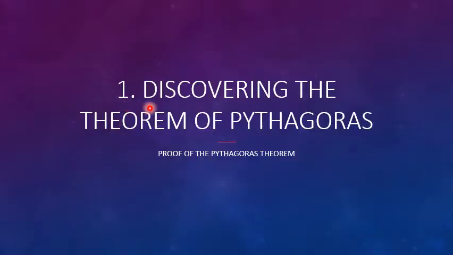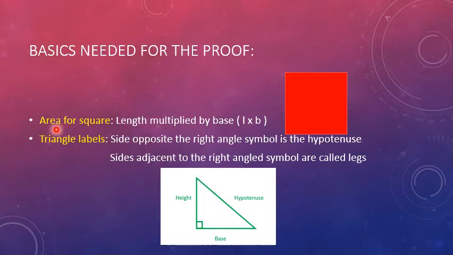1. Let's discover the theorem of Pythagoras, and we will do this by means of a proof. Some basic knowledge that you need for the proof is that you should know the area of a square. The area of a square is the length of the square multiplied by the base of the square.